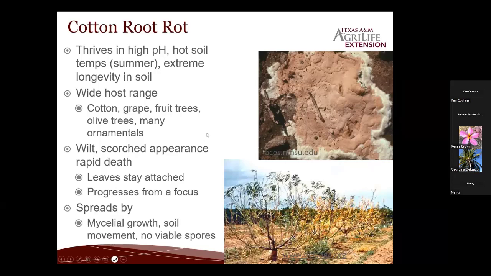It does spread primarily by mycelial growth through the soil and people moving soil, and well, those are the main two ways. There are no viable spores. So it does make these little reproductive structures. It's a little crusty mat on the ground that's around 4 to 6 inches wide. And it does make spores, but they're sterile. So that's a little quirk of this pathogen.